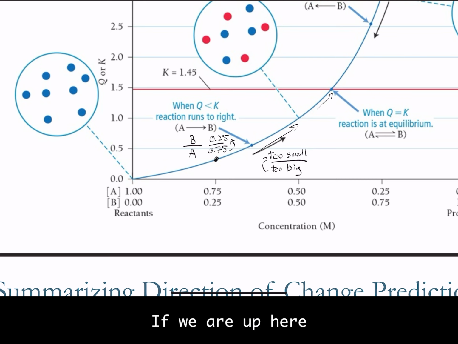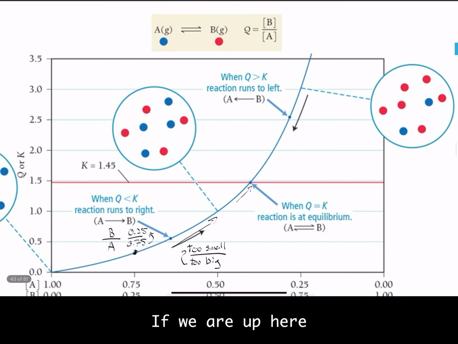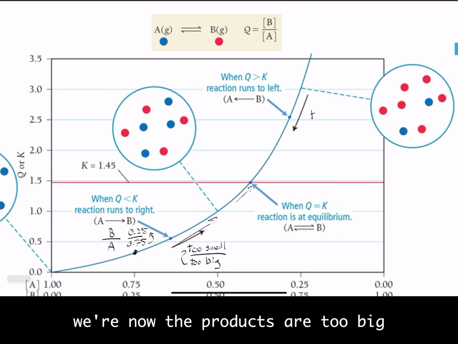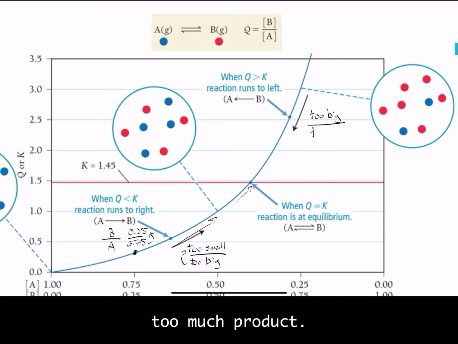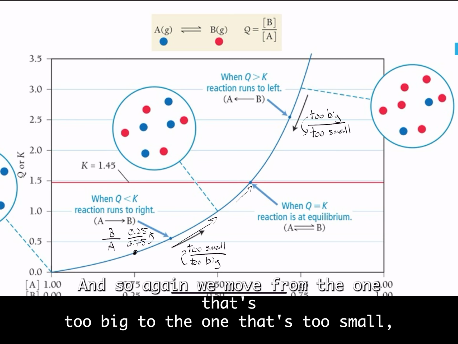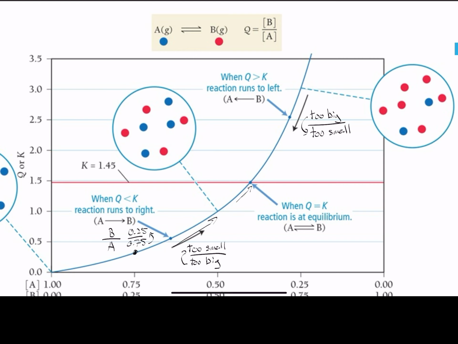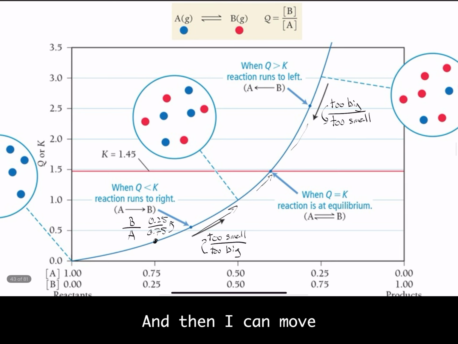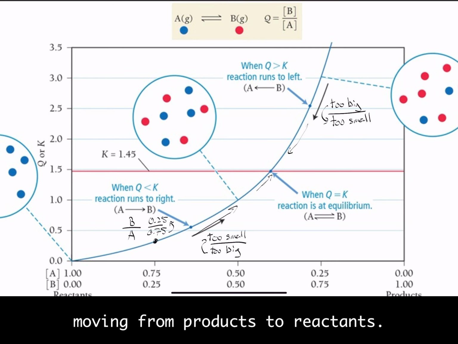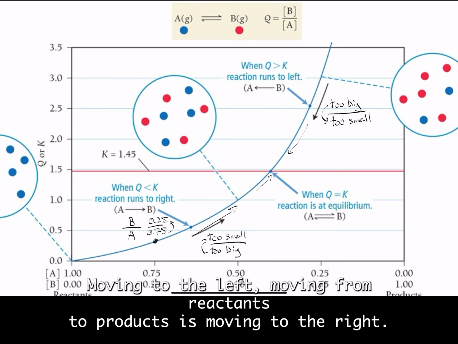And then it's the opposite if we are up here, where now the products are too big, too much product, and the reactants are too small. And so, again, we move from the one that's too big to the one that's too small, which will make that number smaller, which will make Q smaller, and then I can move to the left. Moving from products to reactants is moving to the left. Moving from reactants to products is moving to the right.